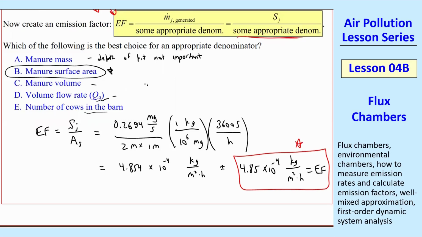And you'll have some examples to do in quizzes and homework. So make sure you understand these flux chambers.